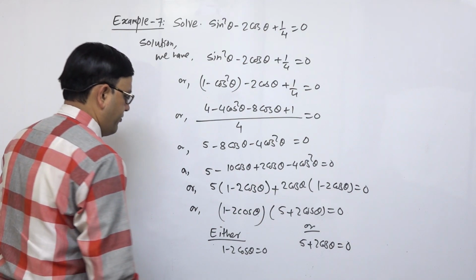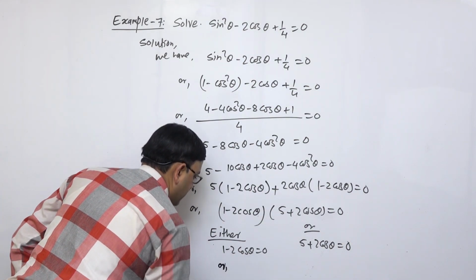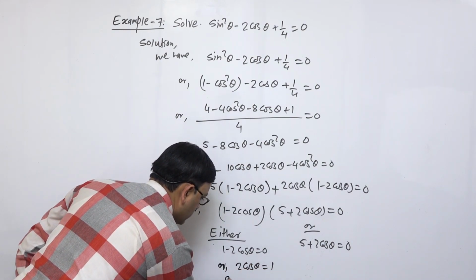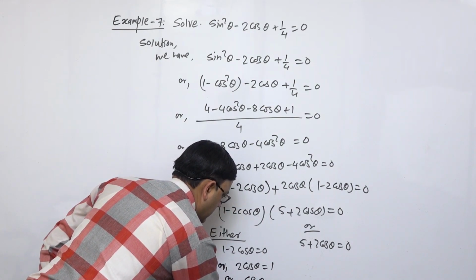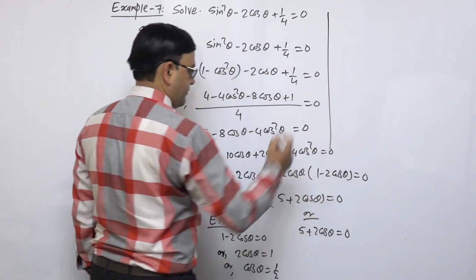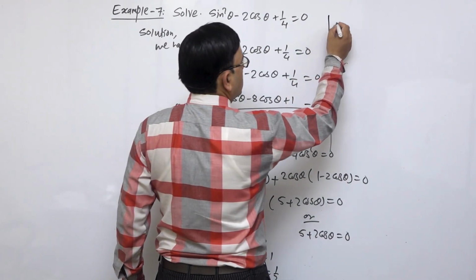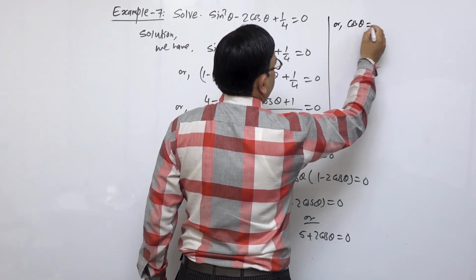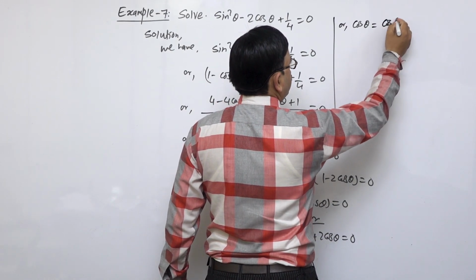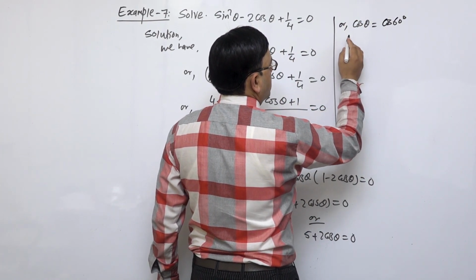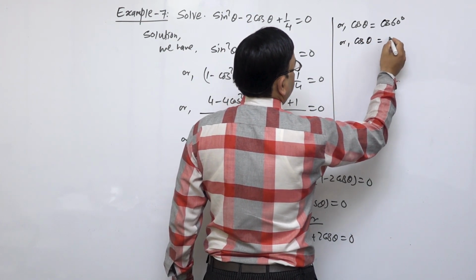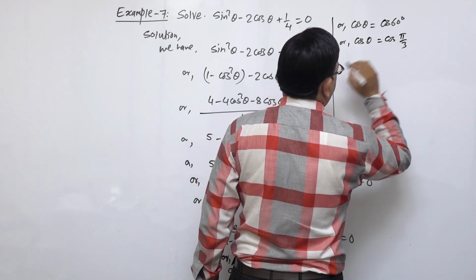1 minus 2 cos theta means we can write 2 cos theta is equal to 1, or cos theta is equal to 1 by 2. Now let us write here cos theta is equal to 1 by 2, which means cos 60 degree, and this means cos theta is equal to cos, so this one is pi by 3.